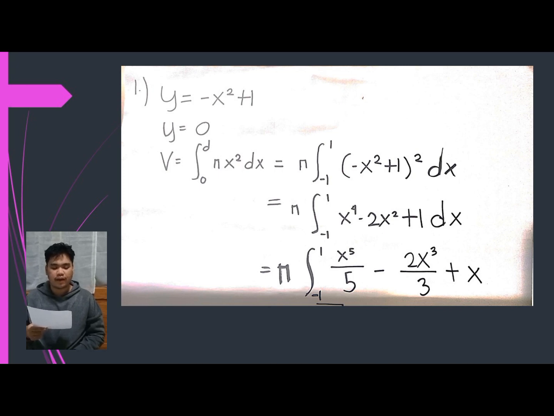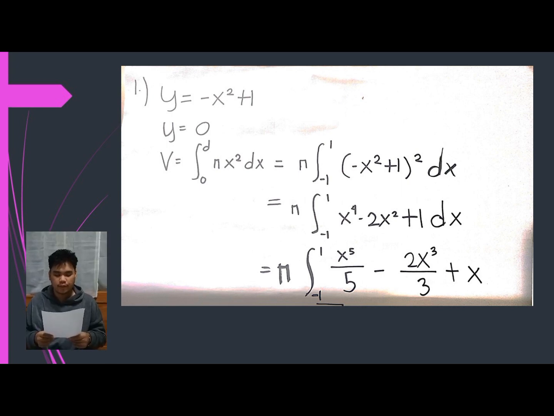So number 1, y = -x squared + 1, and y = 0. We know that the formula for the volume of revolution is V = integral of pi x squared dx. So we're going to put integral of pi times (-x squared + 1) squared dx, between 1 and -1. The next step, we put pi outside of the integral symbol. So pi integral of x to the 4 minus 2x squared plus 1 dx between 1 and -1.